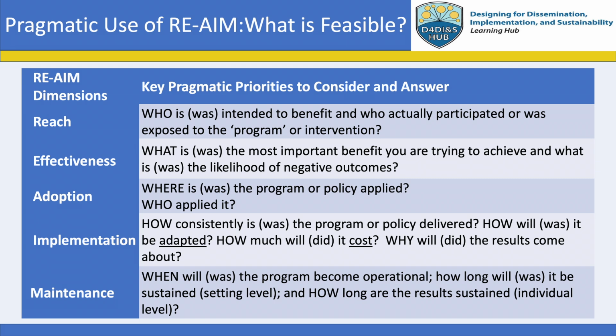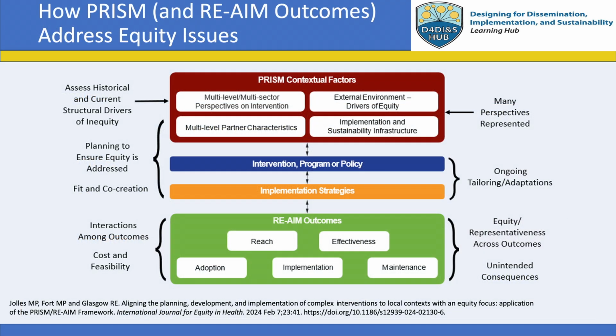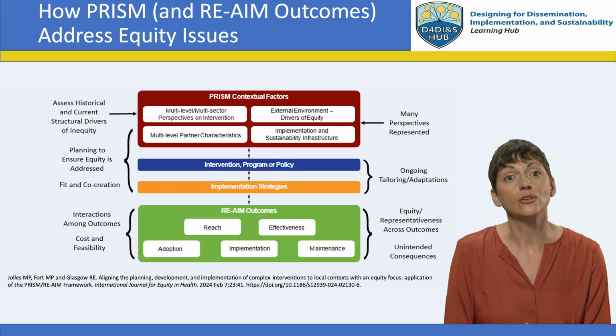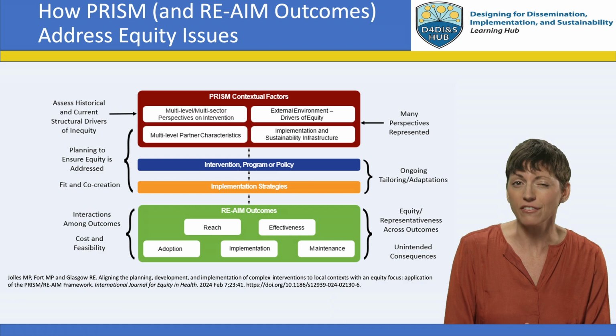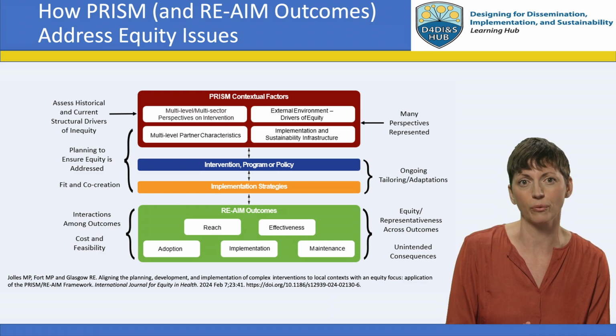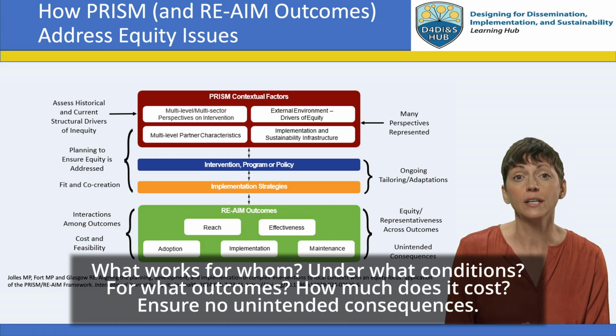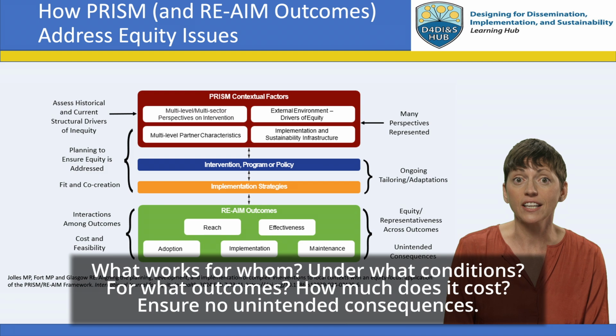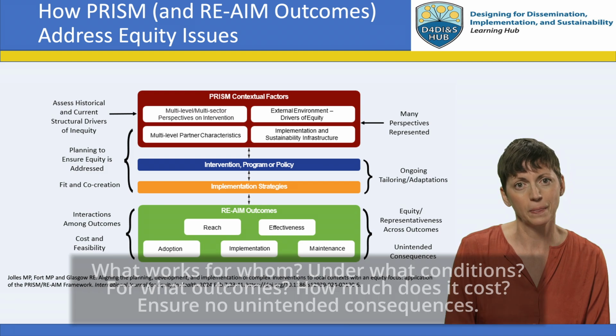Now that you know about a couple evaluation frameworks, let's look at how equity ties in. PRISM can help you consider and address health equity issues. By using PRISM, you can develop an equity plan with diverse partners to identify the following: what works for whom, under what conditions, and for what outcomes. How much does it cost? And finally, ensure that there are no unintended consequences.